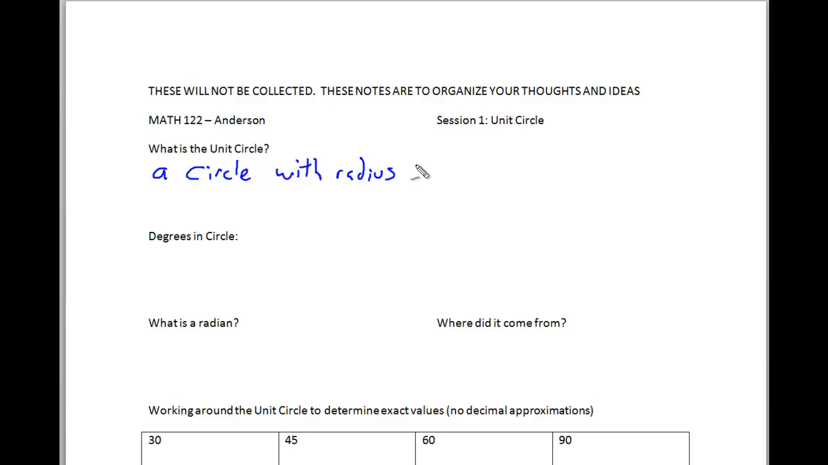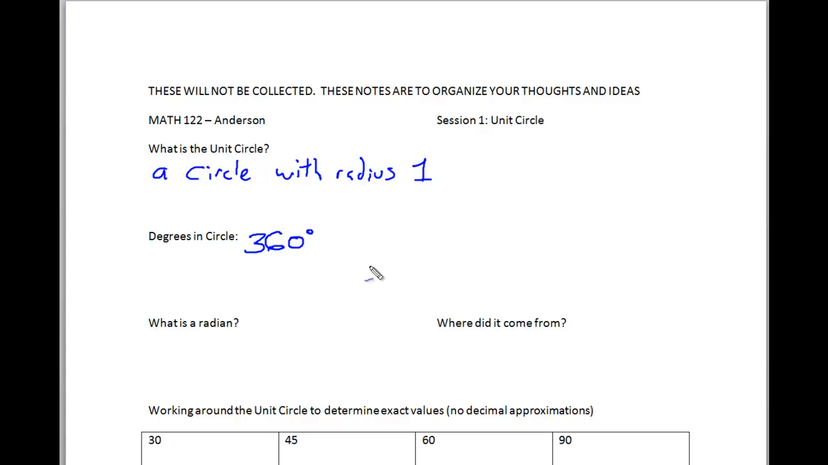And this is going to give us a lot of building blocks to use in our future math classes, and we're going to go back to the unit circle when we do things in this class too. First thing we should look at is degrees in a circle. It's pretty common knowledge that a circle is 360 degrees.